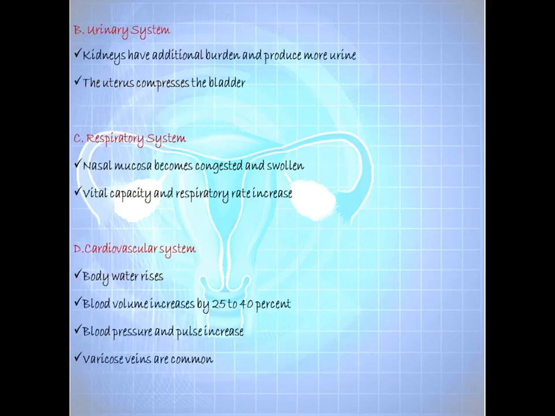Second one is the urinary system. Kidneys have additional burden and produce more urine. The uterus compresses the bladder. Next is the respiratory system. Nasal mucosa becomes congested and swollen. Vital capacity and respiratory rate increase. Fourth one is the cardiovascular system. In that, body water rises, blood volume increases by 25 to 40%, blood pressure and pulse increase, and varicose veins become common.